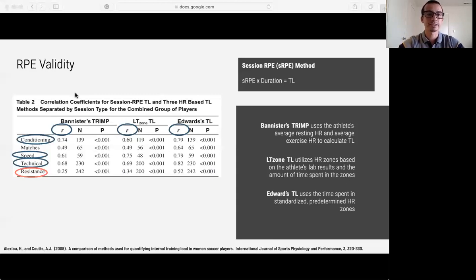So if we look at these sessions that are circled in blue, we have conditioning, speed, and technical work. These had the strongest relationships between SRPE and the heart rate methods. Matches still had a positive relationship, but not as strong. Then we see the resistance training with the weakest relationship. So what we can take away from this is that if we're doing conditioning work with our athletes, we can utilize the SRPE method to monitor their training load. Resistance training, based on this study, is not a valid measurement of monitoring their training load in the weight room.